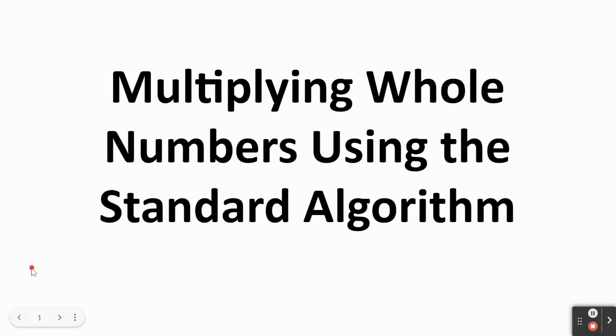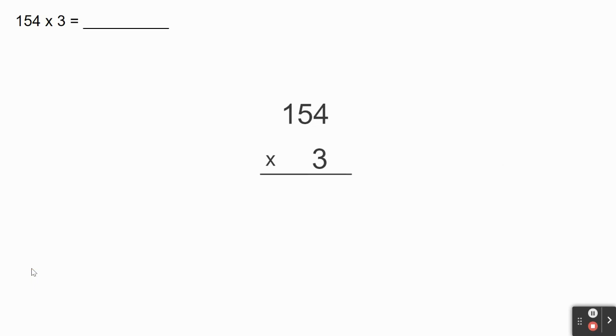Everyone, it's Miss Joyce. Today we'll be multiplying whole numbers using the standard algorithm. Let's start by multiplying 154 times 3. We're going to start by lining these numbers or factors up vertically, which means one on top of the other.